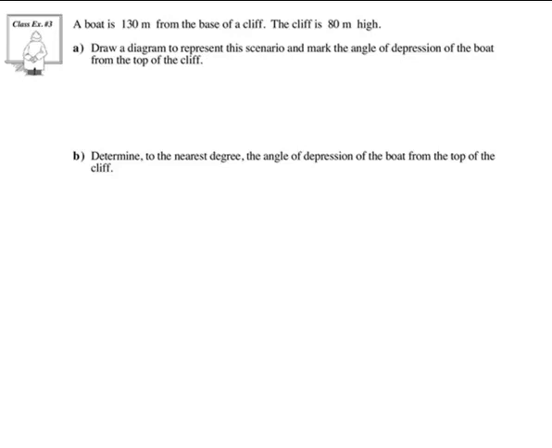A boat is 130 meters from the base of a cliff, and the cliff is 80 meters high. So let's draw a diagram to represent this scenario. I drew it this way. I saw the cliff as being here, and then the water being down here. So if you can imagine, this is my boat.